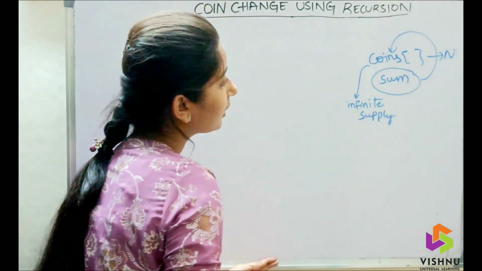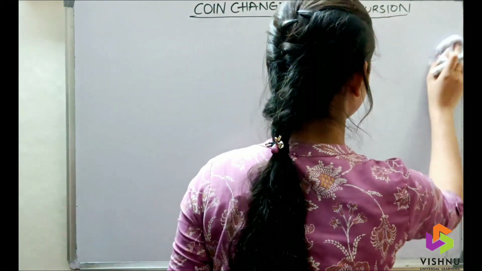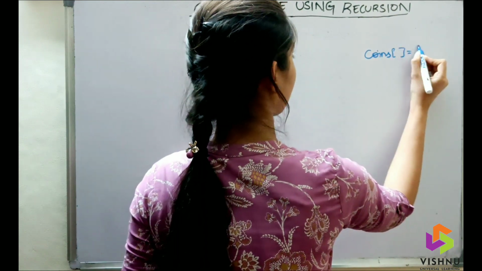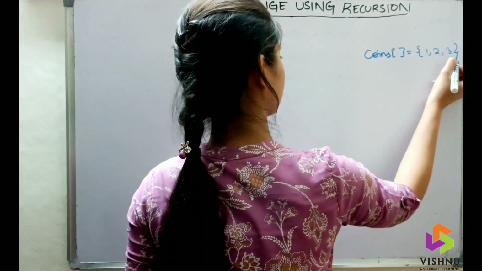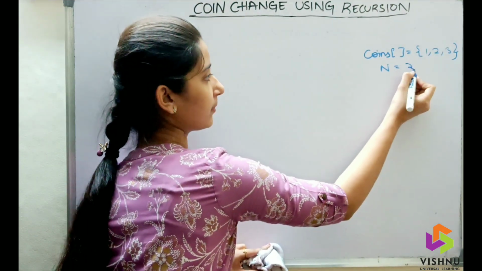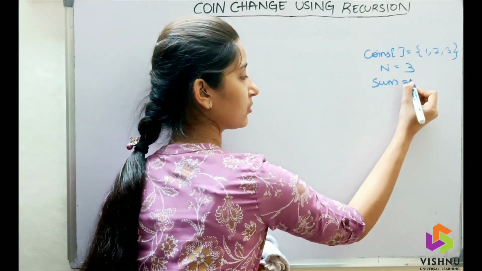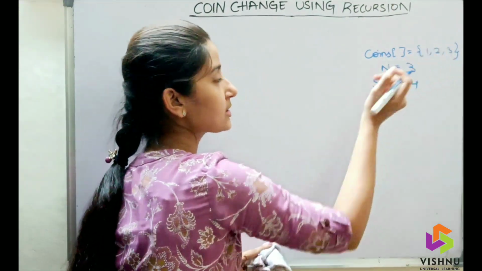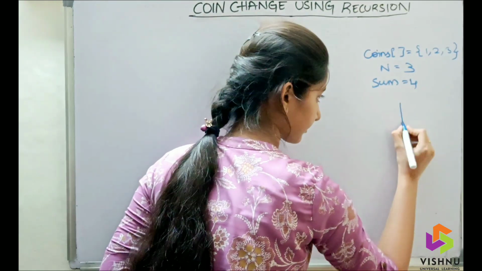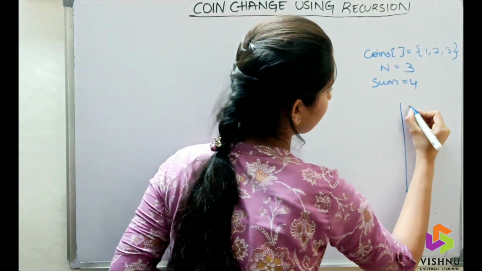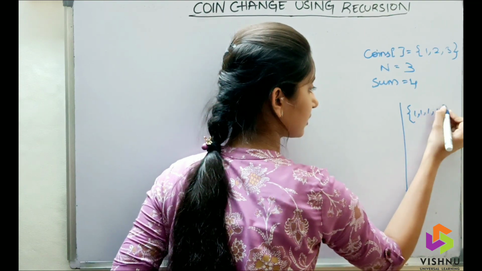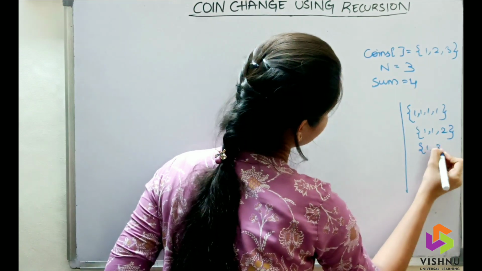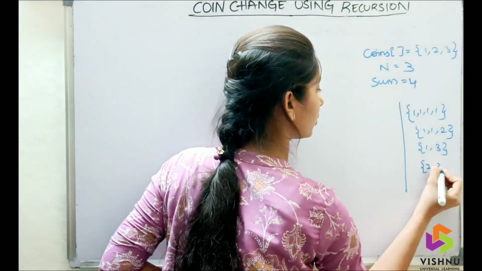Now let's take an example here. I am taking a coin array with 3 coins. Now the size of this is 3, to make sum equal to 4. In how many ways we can make combinations using these 3 coins is our actual task. So let us write it here. We can use 4 ones, 2 ones and a 2, 1 and 3, and 2 twos.